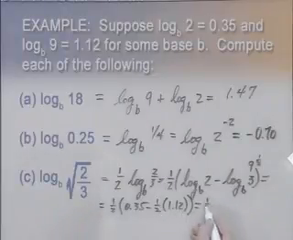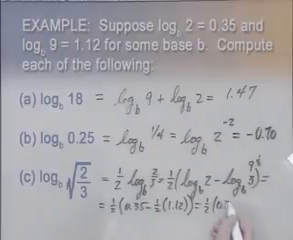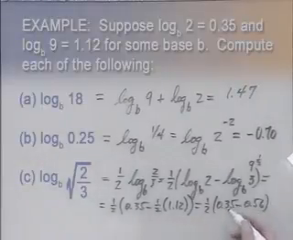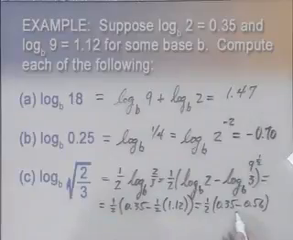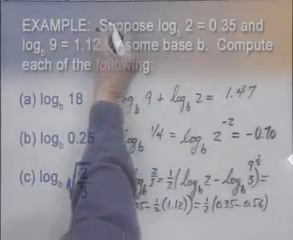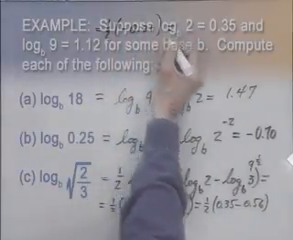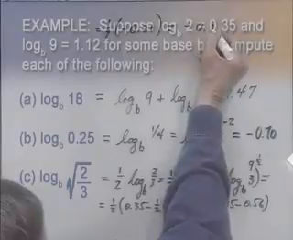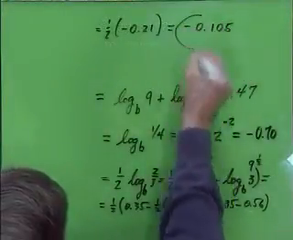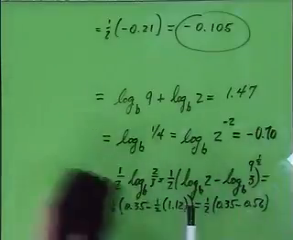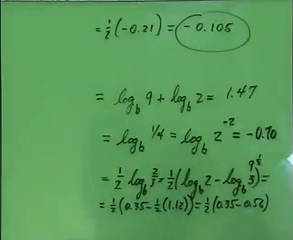So this will be 1/2 times 0.35 minus 0.56. I think I'm just about out of room there, but that's going to be 1/2 of negative 0.21. Let me just go up here and finish that up. 1/2 of negative 0.21, and that's going to be negative 0.105. So that's the answer. Oh, yeah, that's the answer for this problem.